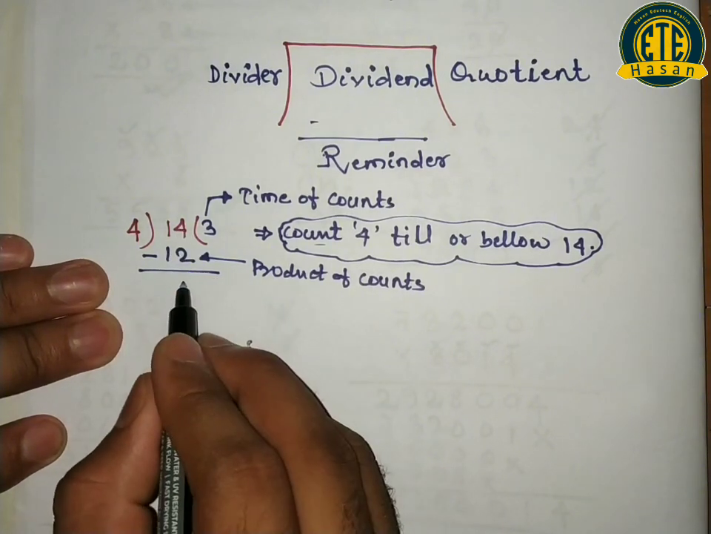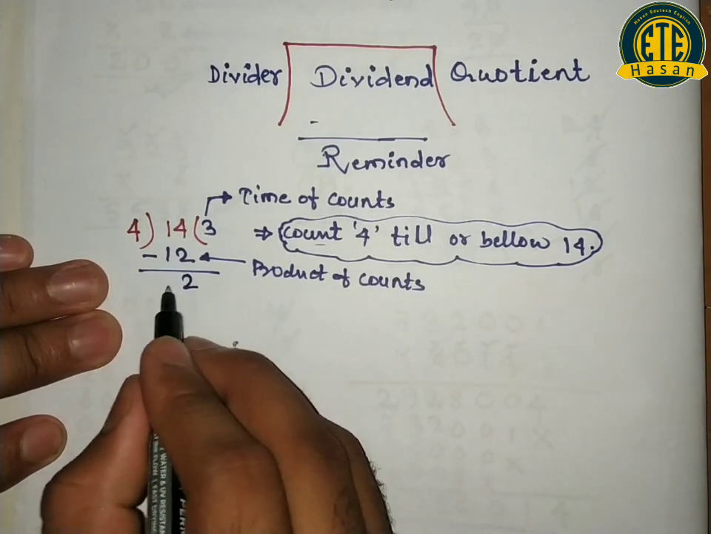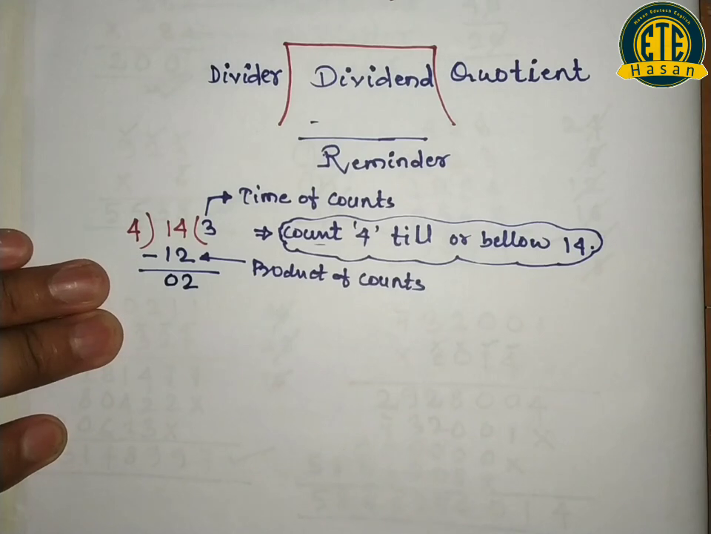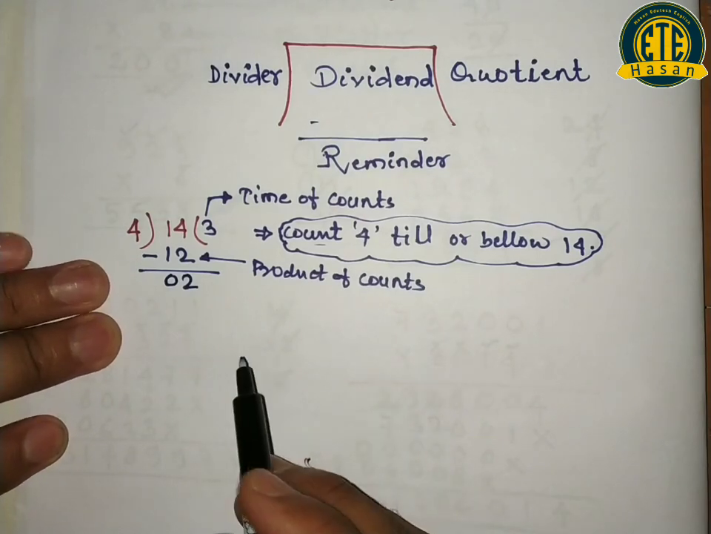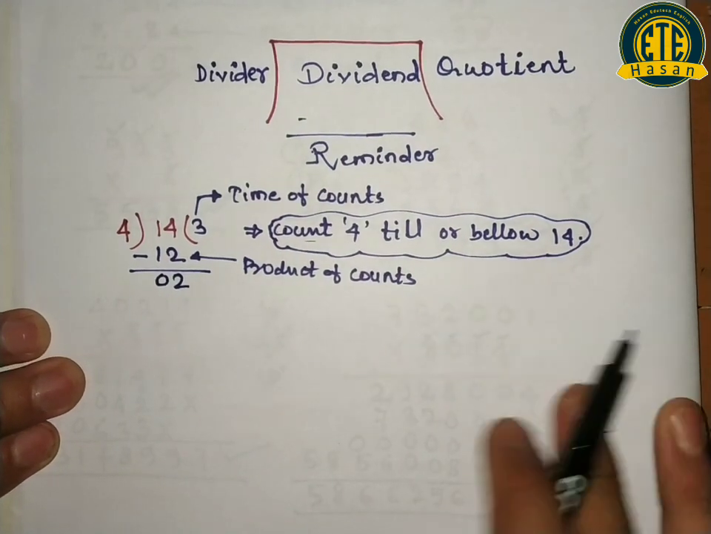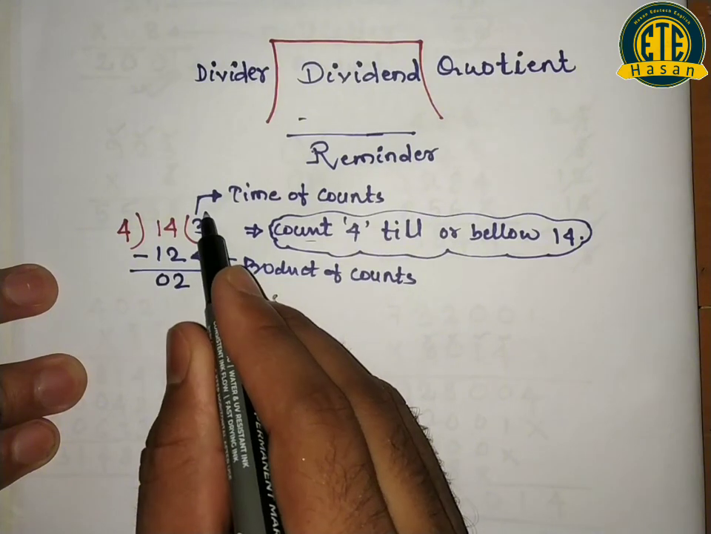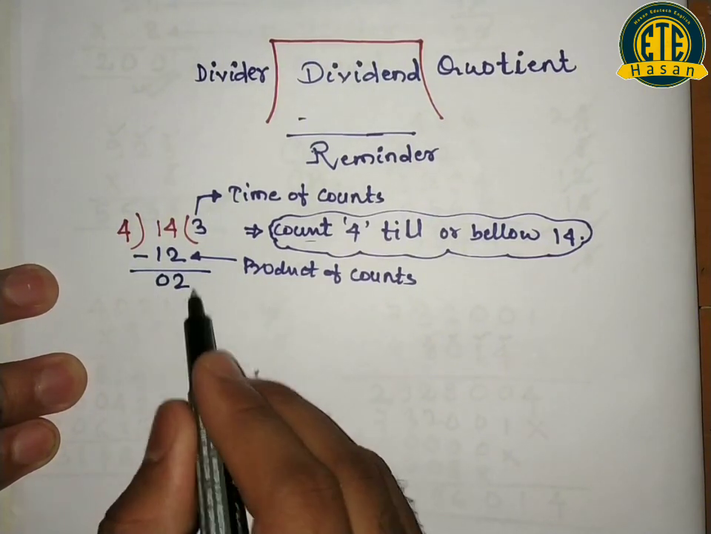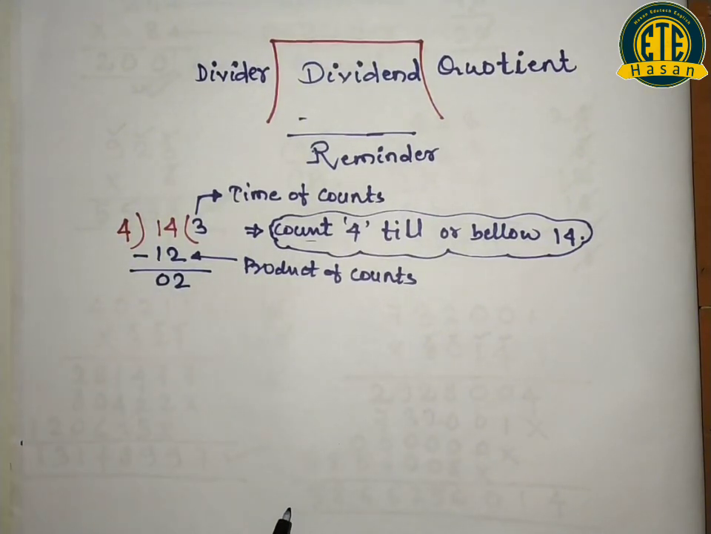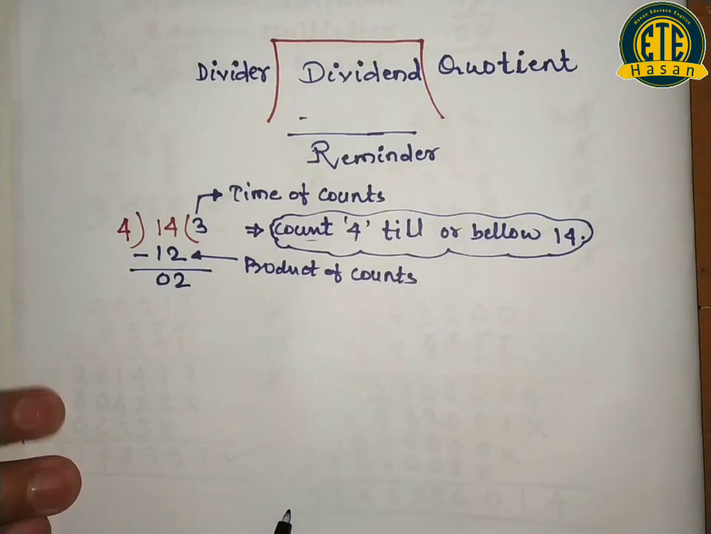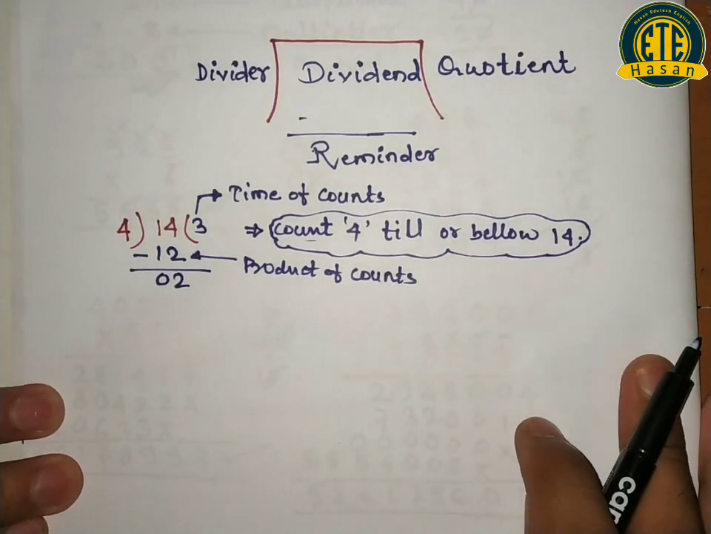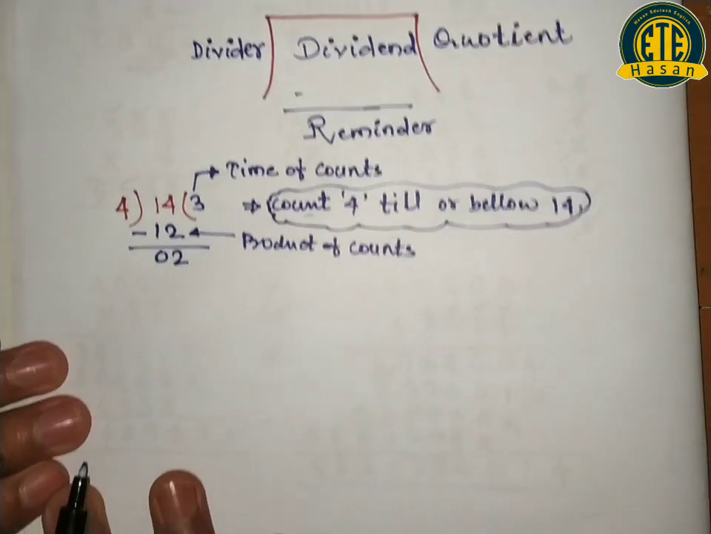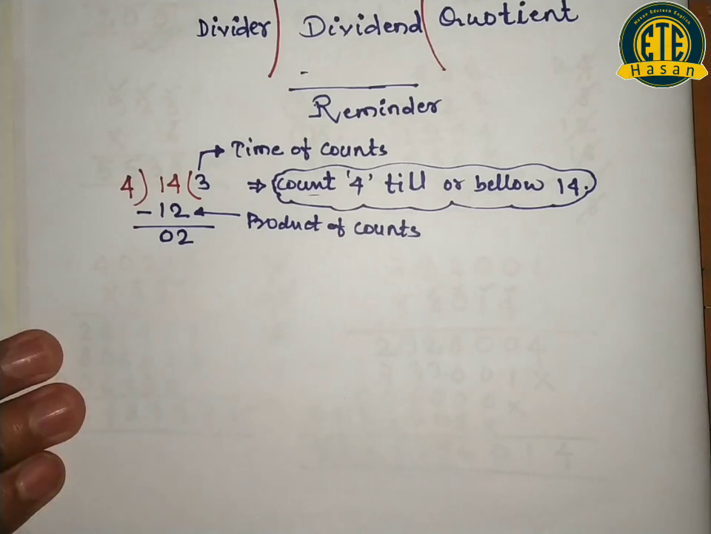4 minus 2 will be 2. 1 minus 0 will be 1. 1 minus 1 will be 0. Here what we have got, 3 is the quotient and 2 is the remainder. The remainder will be 0 or more, never negative. Okay, so that was a simple example. Let's take another example.